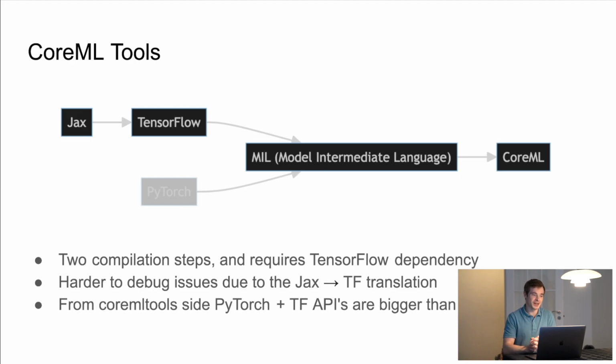Also, I thought that JAX is represented by this thing called StableHLO, which itself is an intermediate representation. So by going from one intermediate representation to another one, I hope to save a bit of complexity, whereas currently in CoreML tools, they have to support the full API of TensorFlow and PyTorch. So hopefully this approach will turn out to be a bit simpler as well.